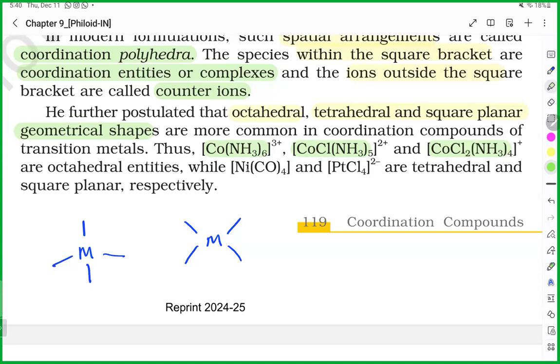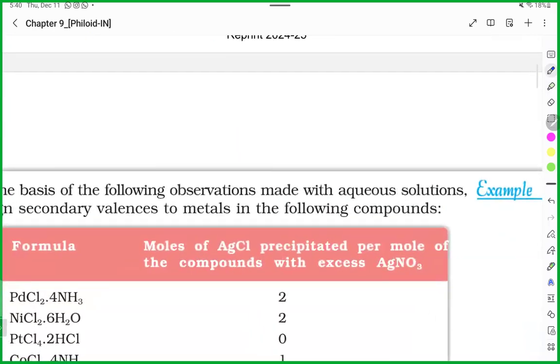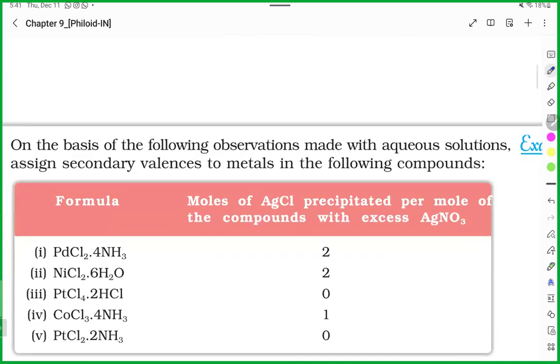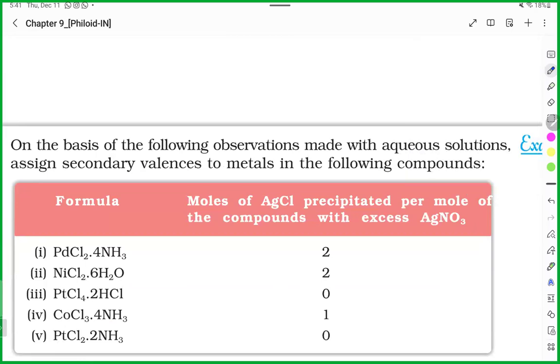In these two, it will be four. So two possibilities are there. It could be tetrahedral or square planar, that we will discuss at a later stage in valence bond theory. How to calculate this? You asked a question from this topic only, right? Yes, sir.